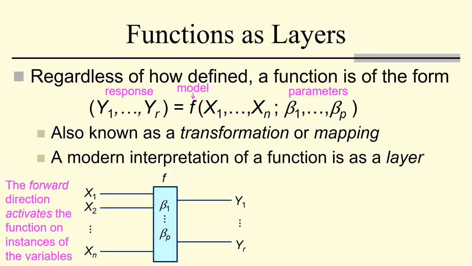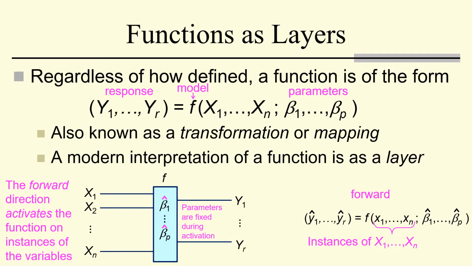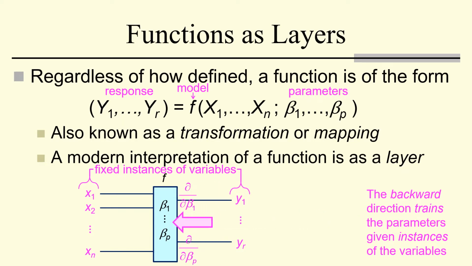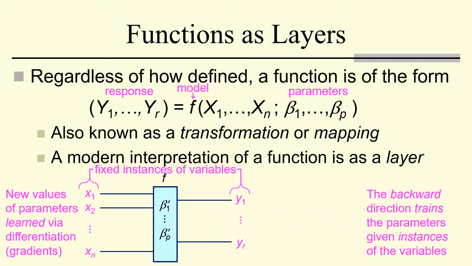The forward direction activates the function on instances of the variables. We regard the parameters as fixed during activation. This is called feed forward or activation. The backward direction trains the parameters given instances of the variables. So here we think of the inputs and outputs as being fixed, and then in the backwards direction we use derivatives to change the parameters. This is called backpropagation, or sometimes gradient descent, depending on the algorithm.